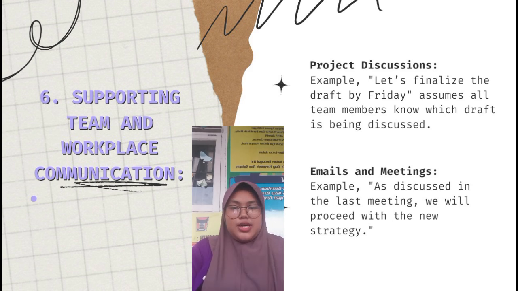Number six is supporting team and workplace communication. The first one is project discussion, using references to streamline communication in a team setting. For example, let's finalize the draft by Friday. Assumes all team members know which draft is being discussed. The next is emails and meetings, avoiding repetition by using references that rely on shared context. For example, as discussed in the last meeting, we will proceed with the new strategy.